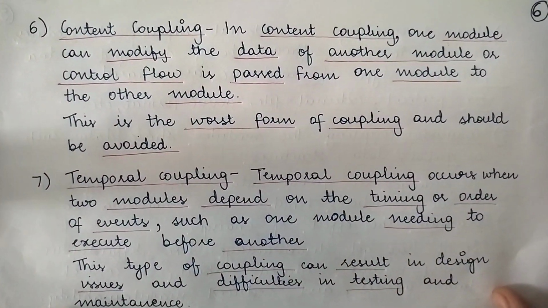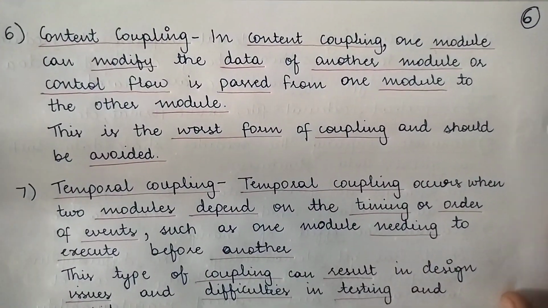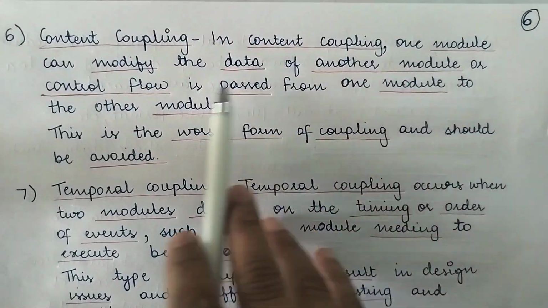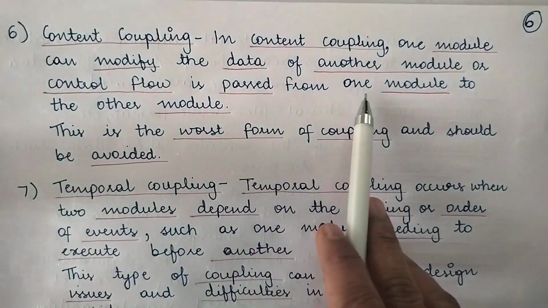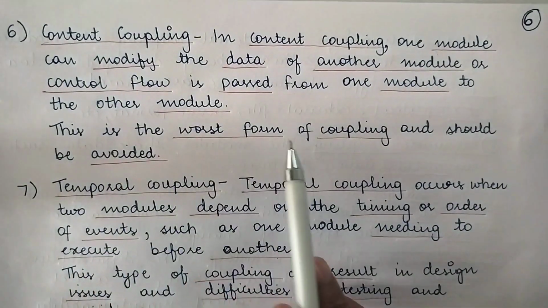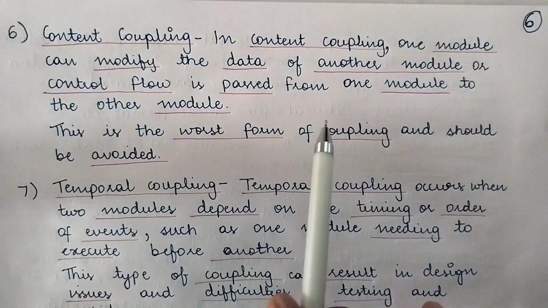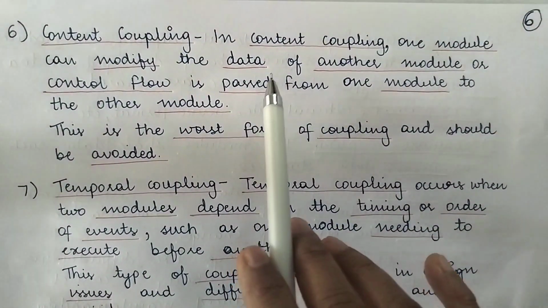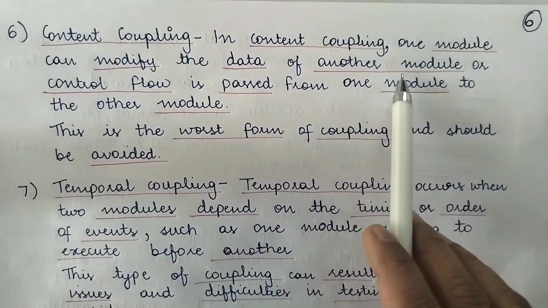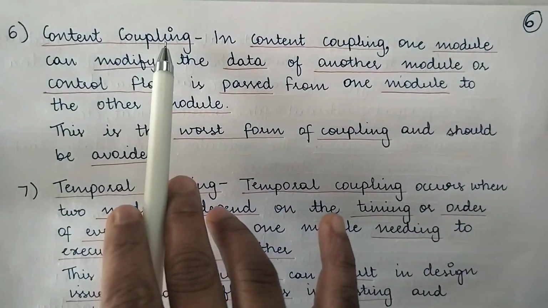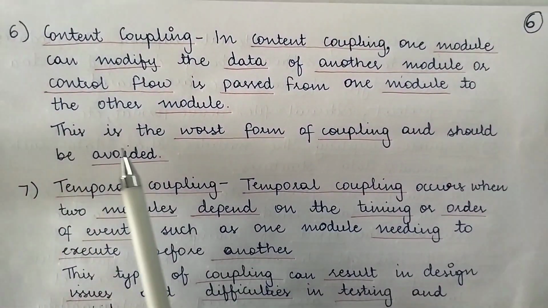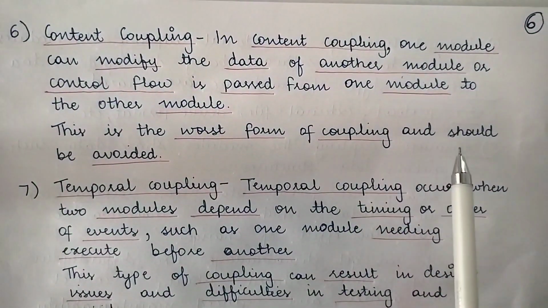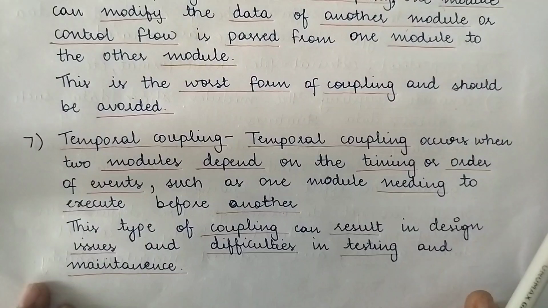Then there is content coupling. In content coupling, one module can modify the data of another module, or control flow is passed from one module to another module. You are directly passing the control flow, or you can change the data. One module can change the data of another module. This is the concept of content coupling, and of course this is not a desirable thing. So this is the worst form of coupling and should be avoided.